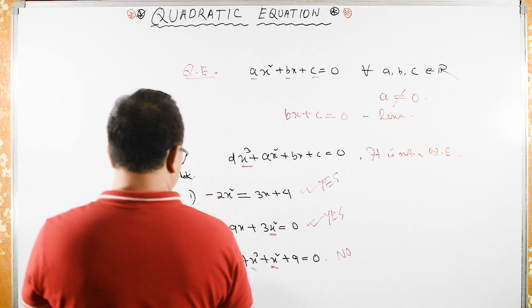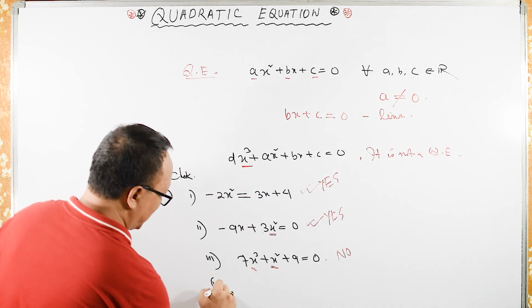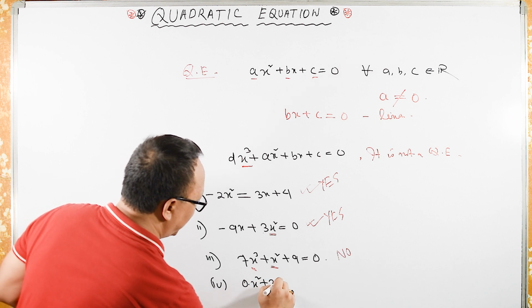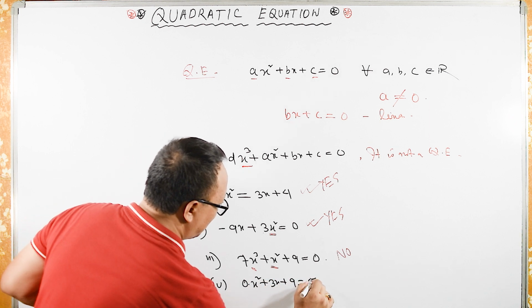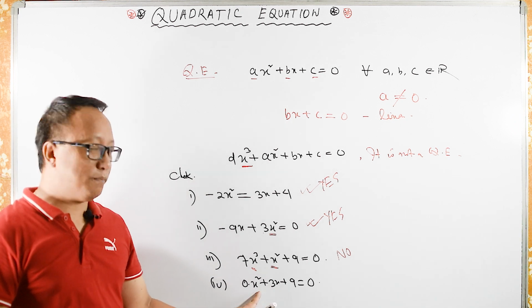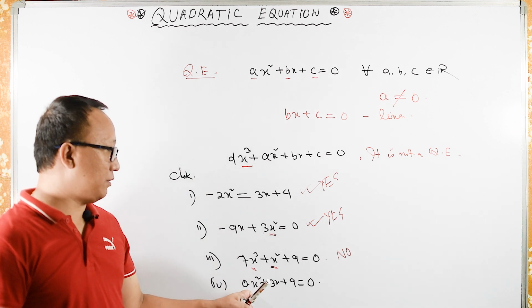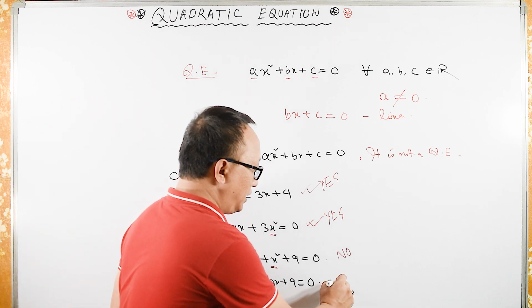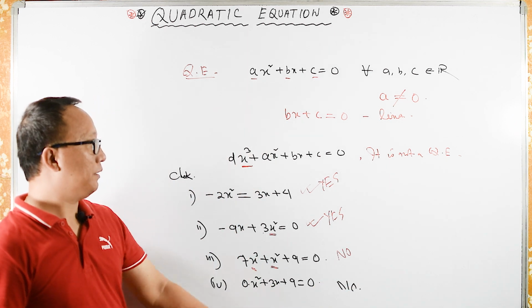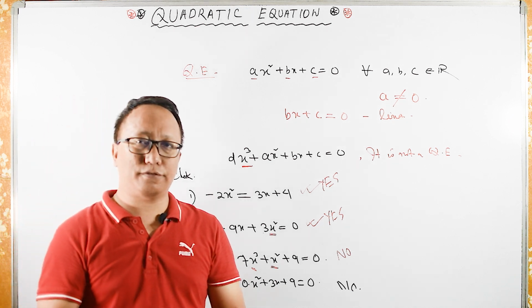Let's take another example. If it is like this, 0 times x² + 3x + 9 = 0. Here the highest power is x², but its coefficient is what? 0. Therefore, this is not a quadratic equation. Let's take another few examples for quadratic equations.